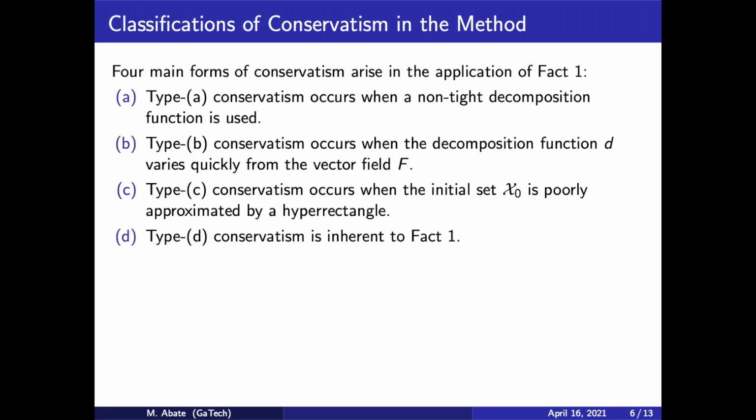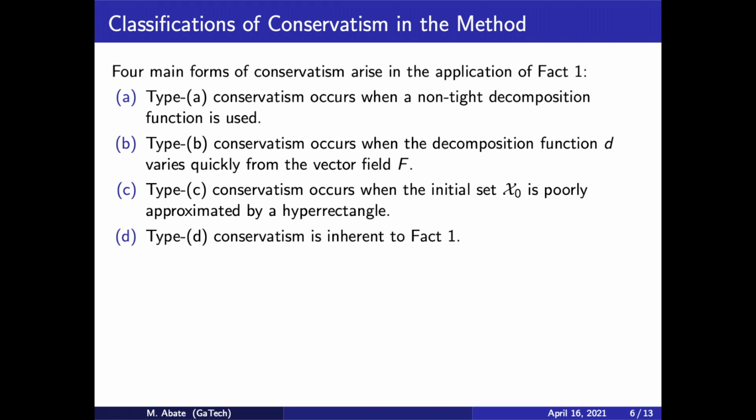Okay, so we're going to dive right in with our contributions. Our first contribution is to provide a classification of conservatism in the mixed monotonicity property. In particular, we find that conservatism arises in four main ways. So there's type A conservatism. This occurs when a non-tight decomposition function is used in the mixed monotonicity procedure.